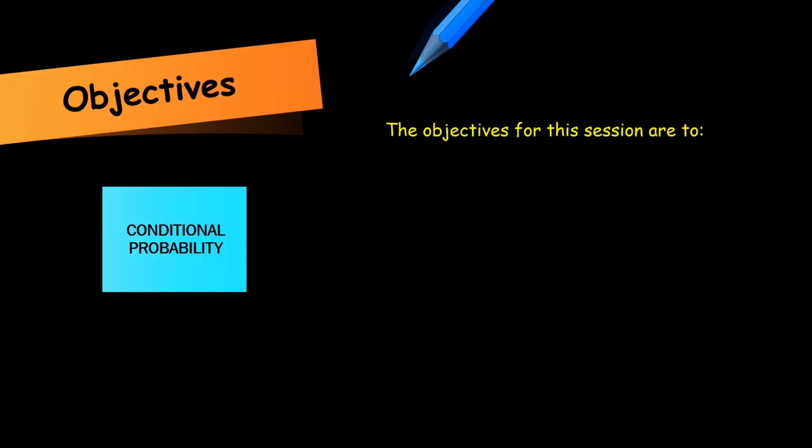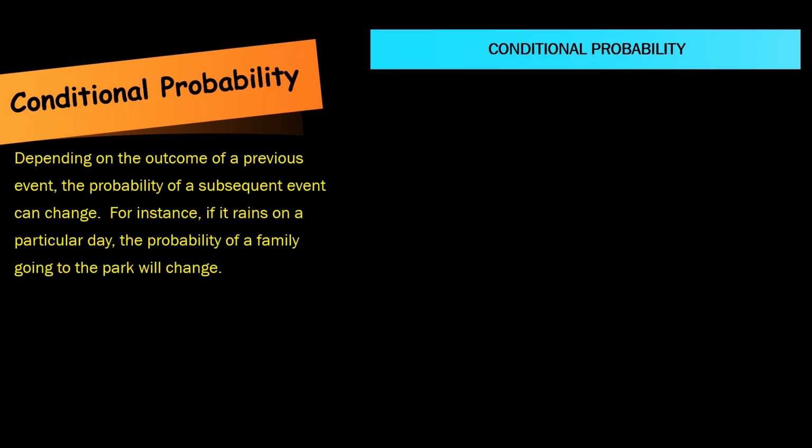The objectives for this session are to understand conditional probability. Depending on the outcome of a previous event, the probability of a subsequent event can change. For instance, if it rains on a particular day, the probability of a family going to the park will change.